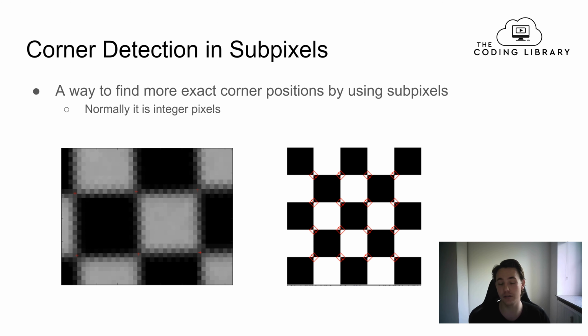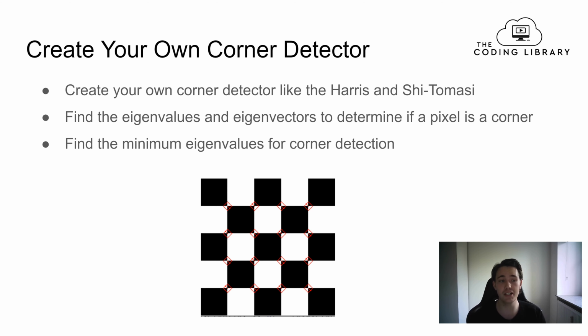So if we want to find the exact position of that corner, instead of just saying that this is a corner here at that pixel, without going into the subpixels and finding the exact corner position. If you have some applications where you want to use that, we can also do corner detection in subpixels. The last one here is that we can actually create our own corner detectors, like the Harris and the subpixel corner detector.